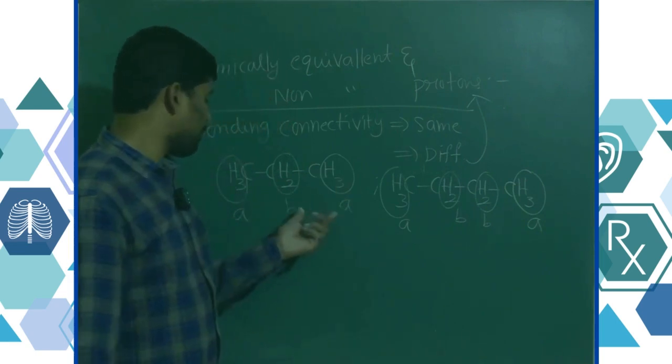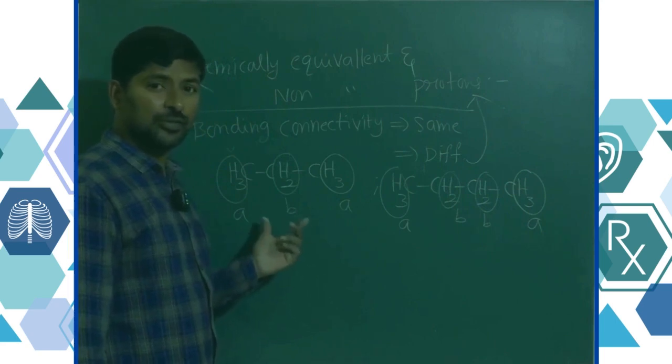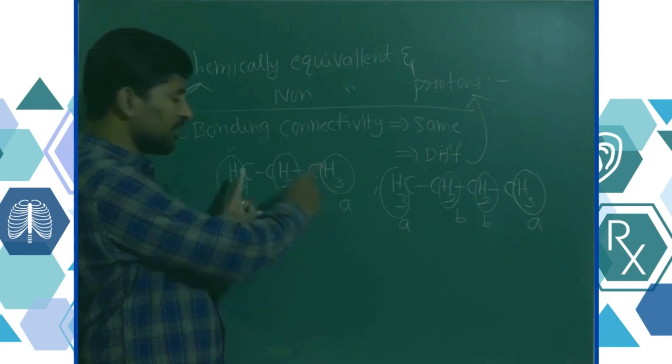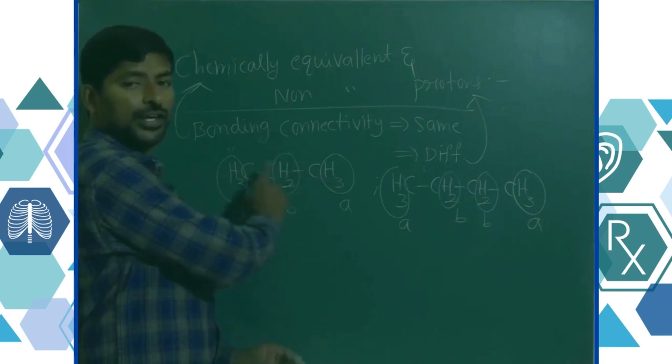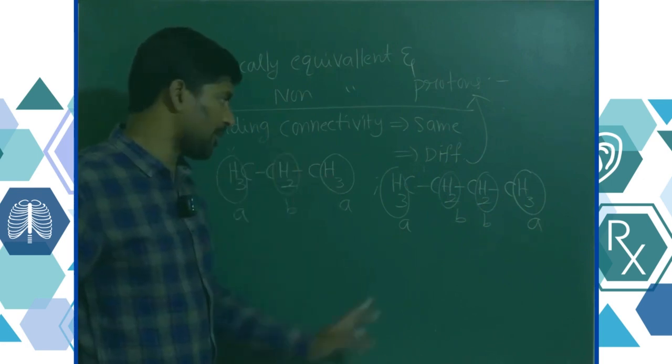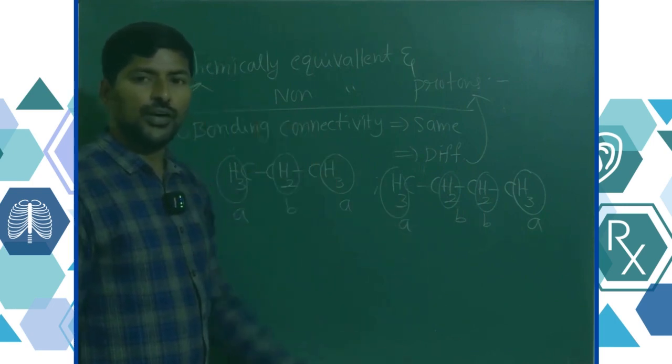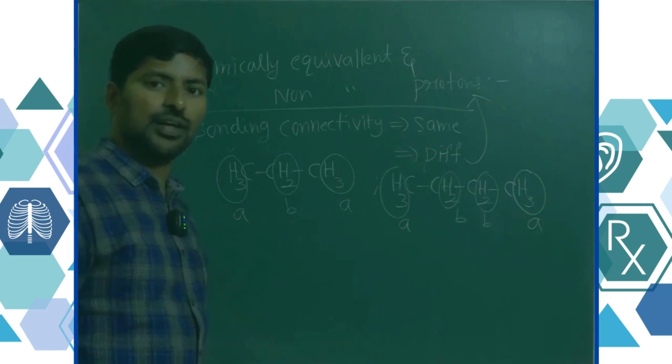So propane gives how many signals in NMR spectroscopy? 2 signals. Since the precessional frequency of these 2 protons and this proton is different, both are in different chemical environments. If you take butane, how many signals will we get? 2 signals. If you take benzene, we will get only one signal. All 6 protons are the same.